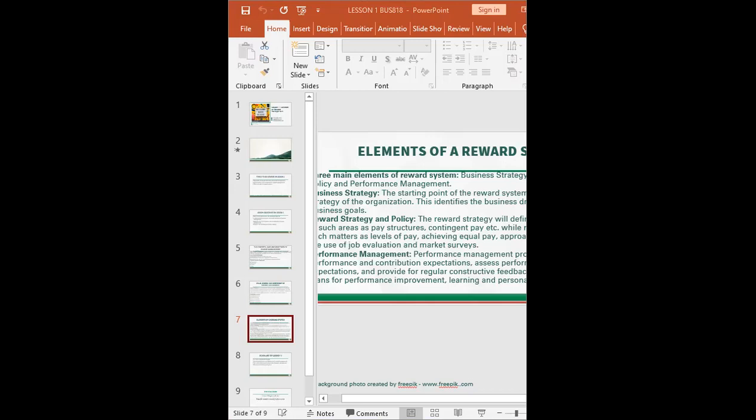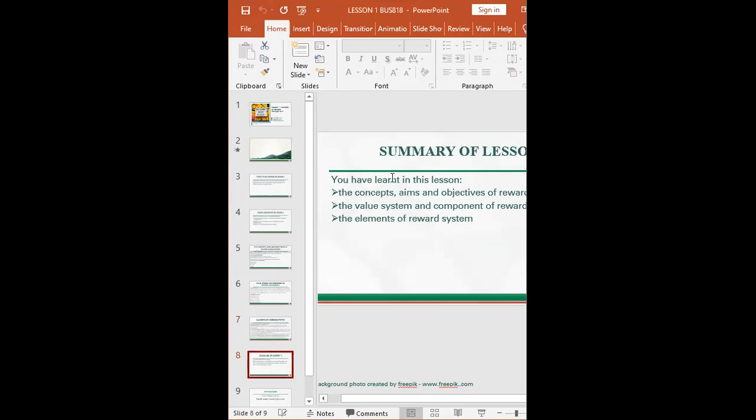Under performance management, we also have some elements which are non-financial rewards, total rewards, and the rest of it. These are very easy to assimilate. You can read on them, and I guess you understand them properly. So basically, we've come to the end of this facilitation class. I hope you've been able to learn the various concepts, the value system, and the elements of rewards.